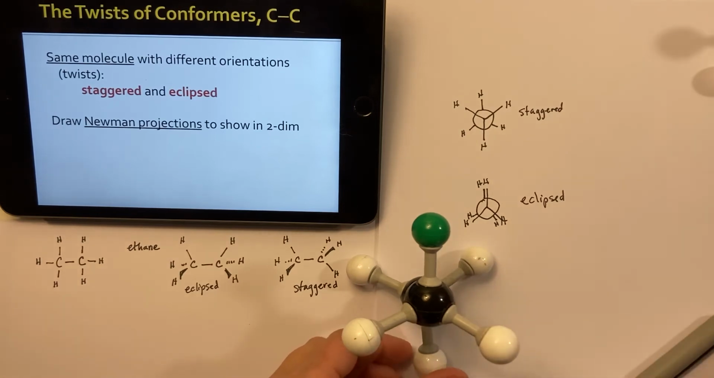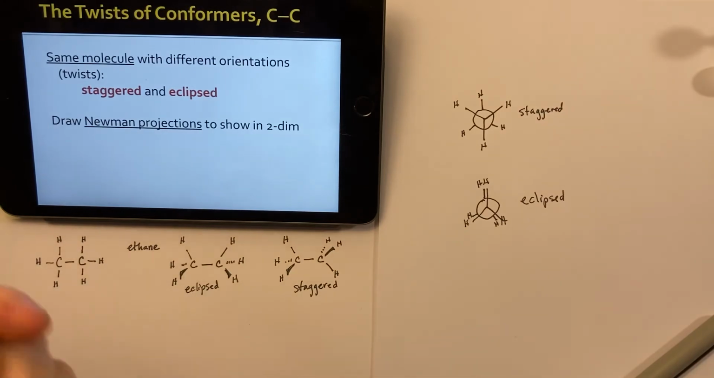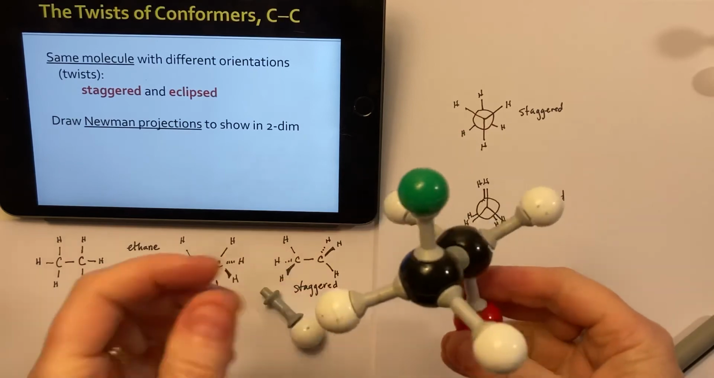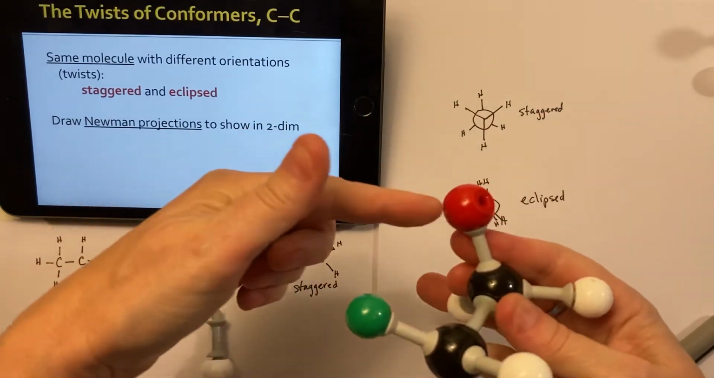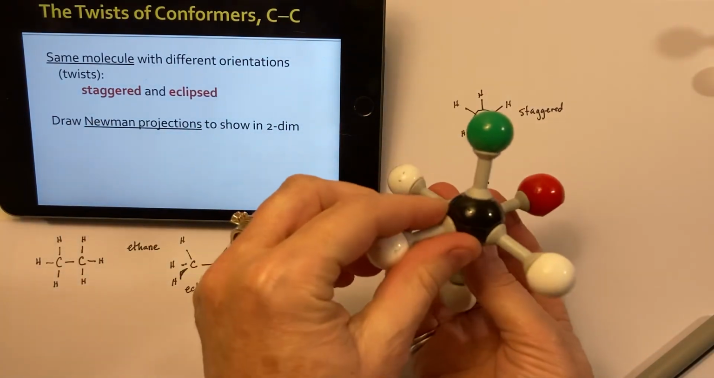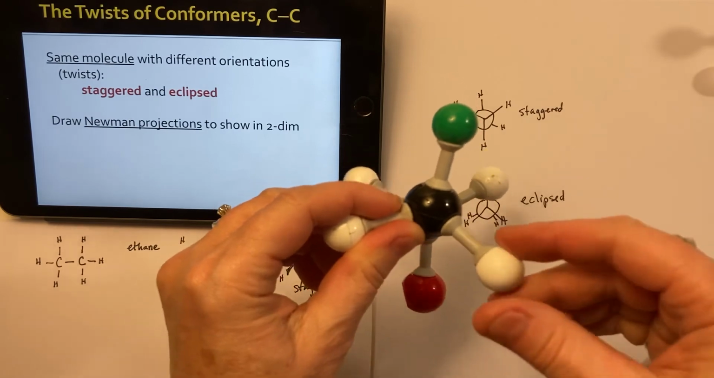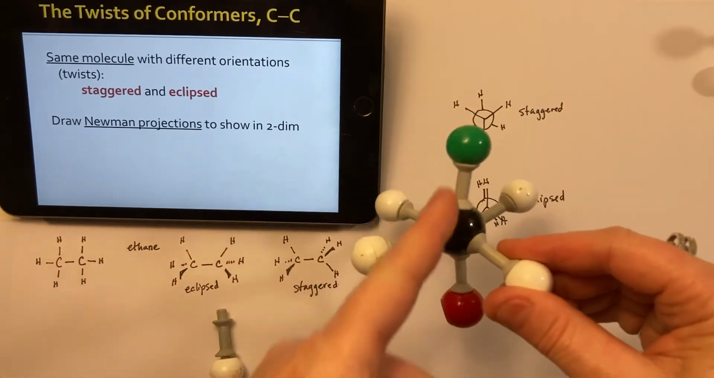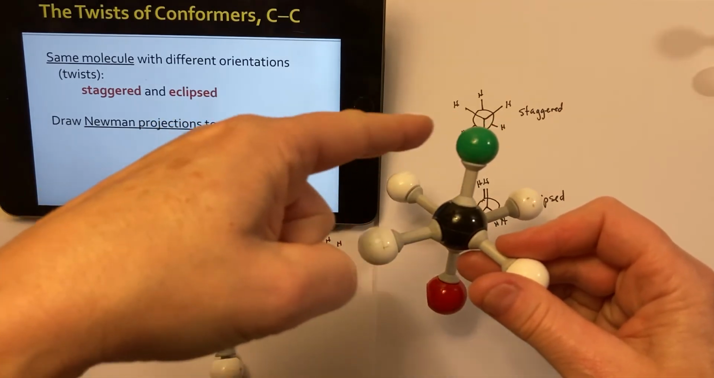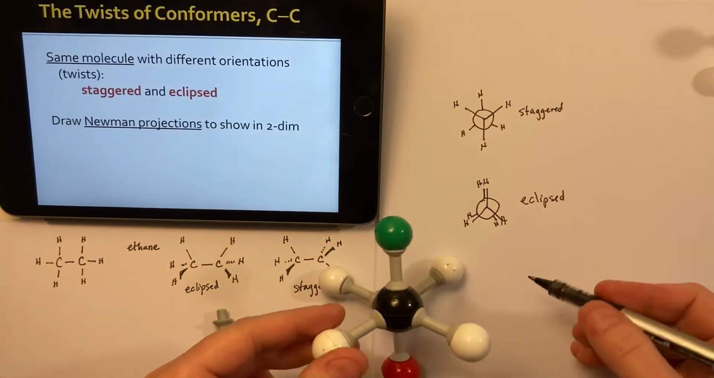And then if we even have something on the other carbon, now it starts to really matter. So we think, wait a minute, we don't want to eclipse these groups. That would be a lot of repulsion in there. So we probably want to stagger them. And then we might even want to stagger them so much that dihedrally they'd be like 180 degrees apart between the green and the red.